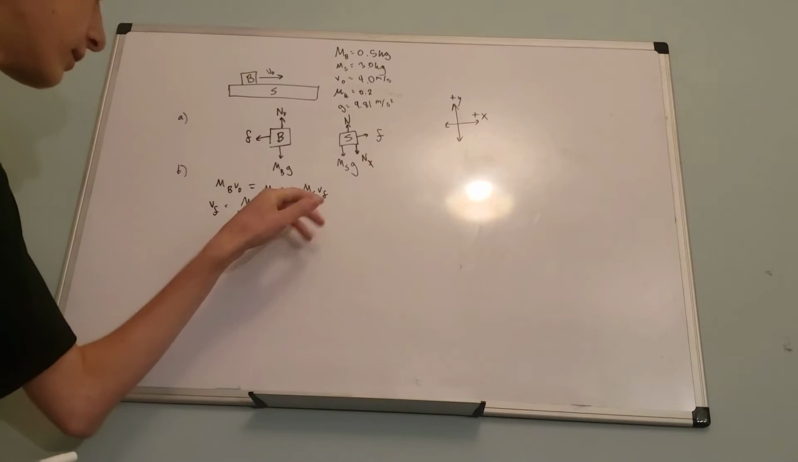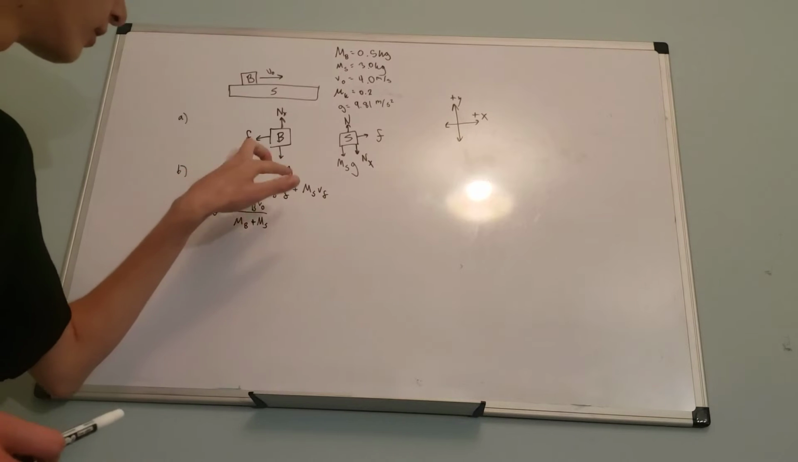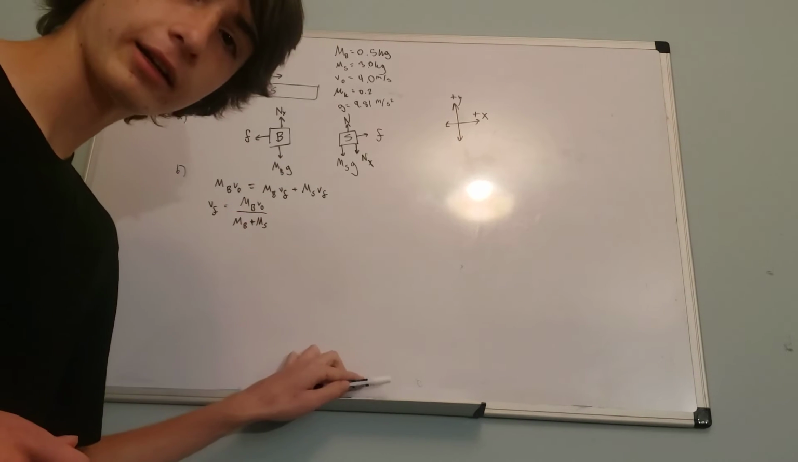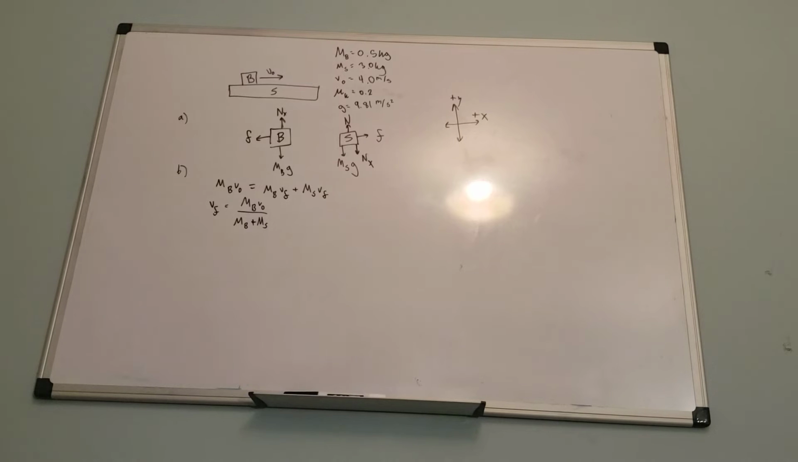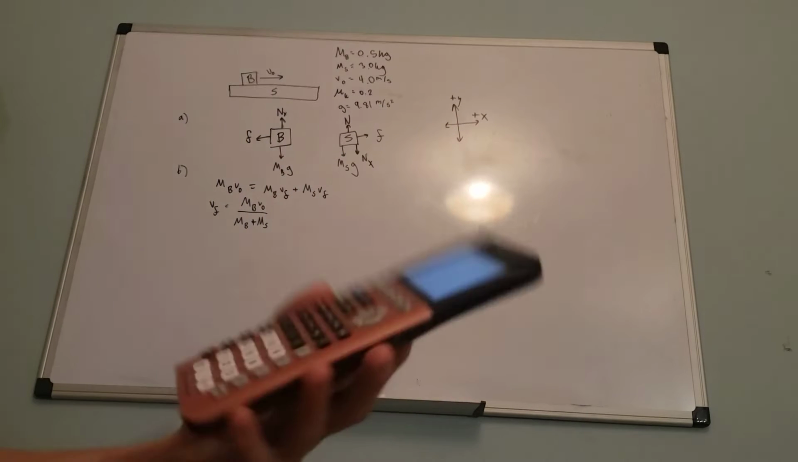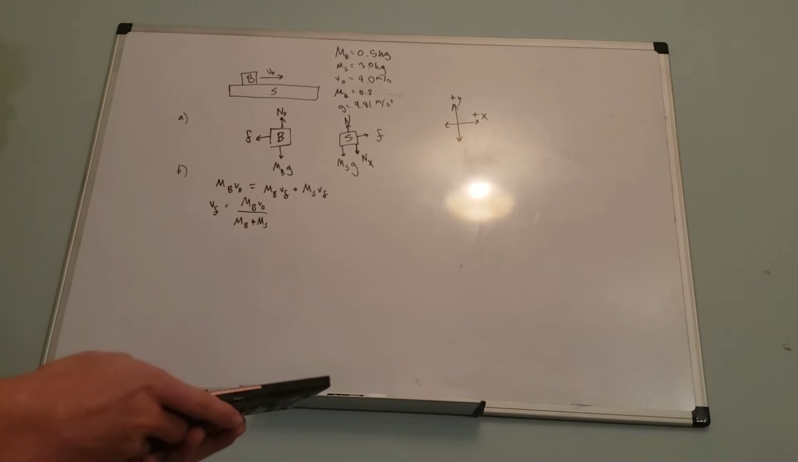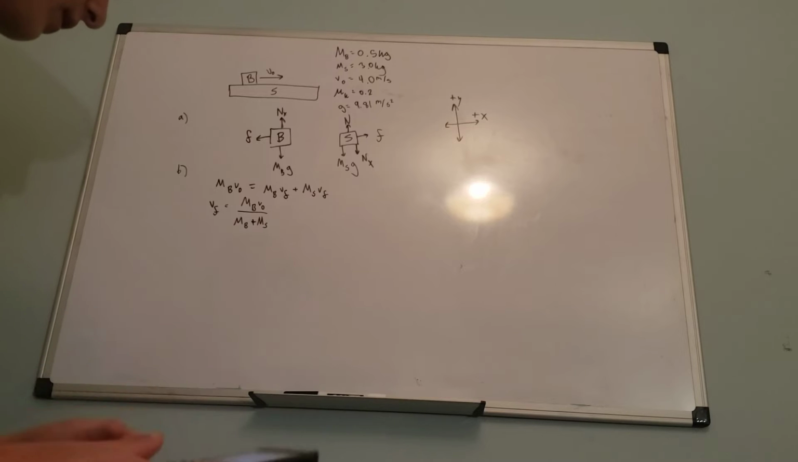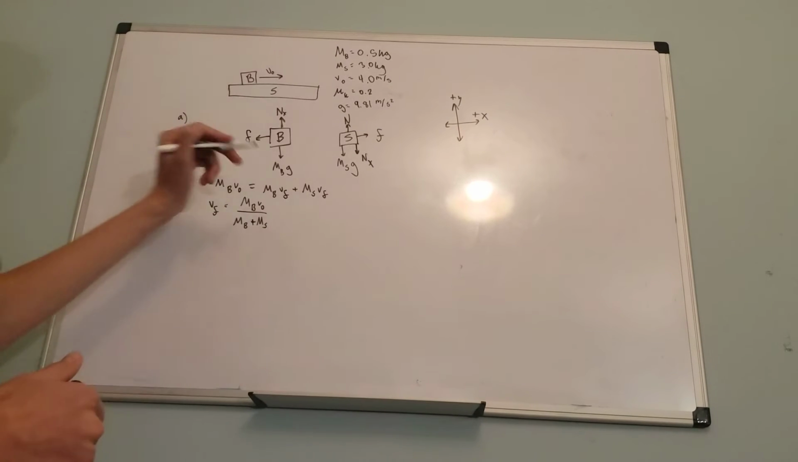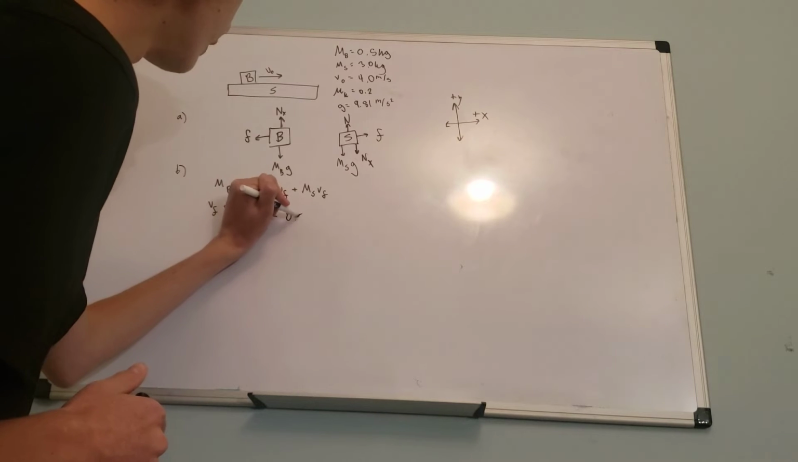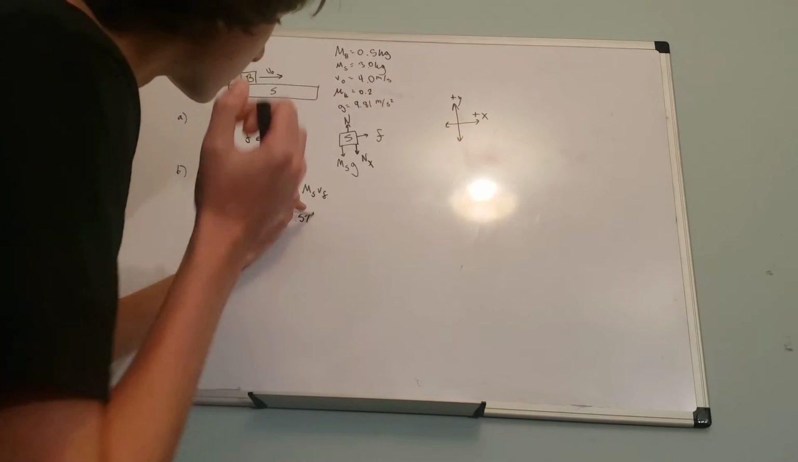Okay, so I just took out the VF and then divided by those two variables. Let me grab my calculator, I'll plug in the numbers. Okay, so we got MB, that's 0.5, times V0 is 4, divided by the sum of the masses, so 0.5 plus 3, and that's going to give us 0.57, two significant figures, meters per second.